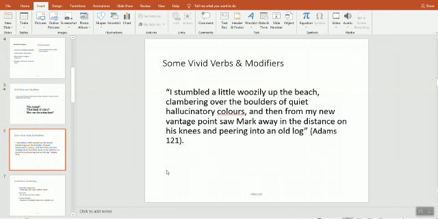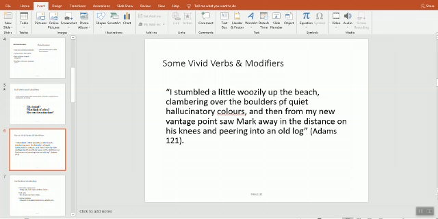Now stumbled is different from went. Stumbled a little woozily means that you are walking in a little unsteady manner. You are not walking straight. You are walking unsteadily, up the beach, clambering over the boulders. It means that the place where you were walking was not flat, it had boulders, pieces of rocks, and you were clambering, climbing over them with difficulty or awkwardly. Now, boulders of quite hallucinatory colors.